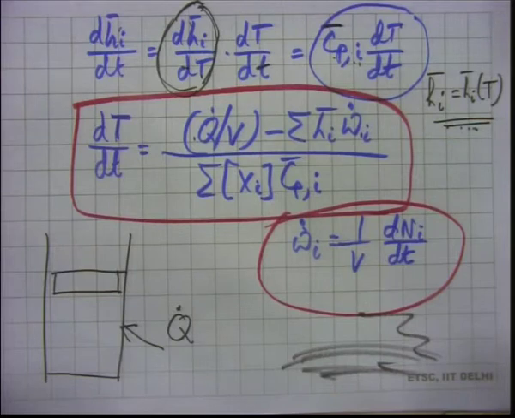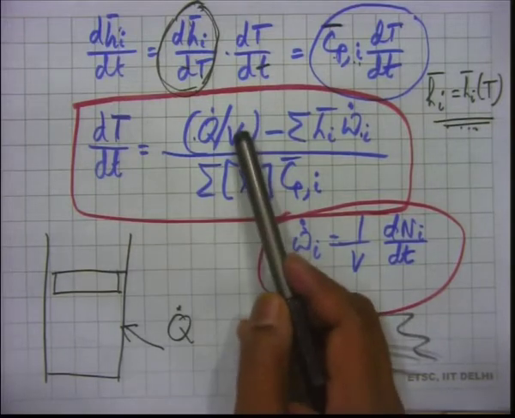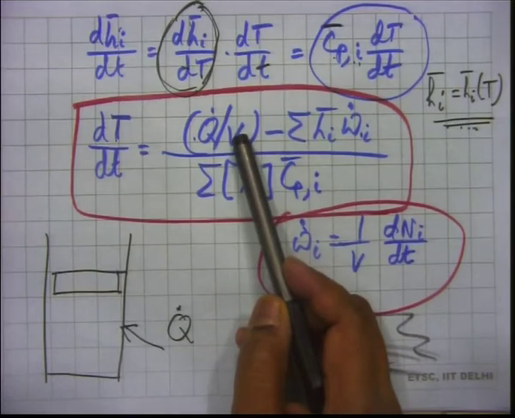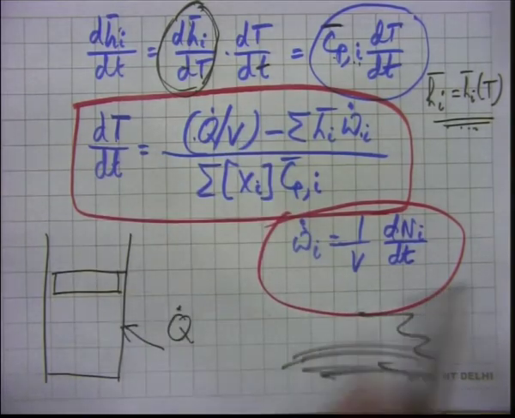So does it have any effect on volume, sir? Because 1 by V is also there in the numerator. In this volume, yes sir. Yeah, so I will come to that. I will come to that.